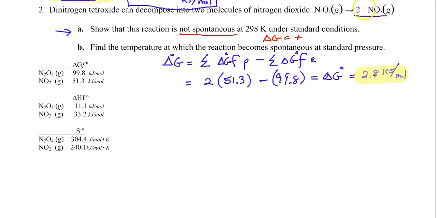So that's important. Now, part B is where I'm really after here. Find the temperature at which the reaction becomes spontaneous. This is a classic college question. It's how we actually use delta G all the time.